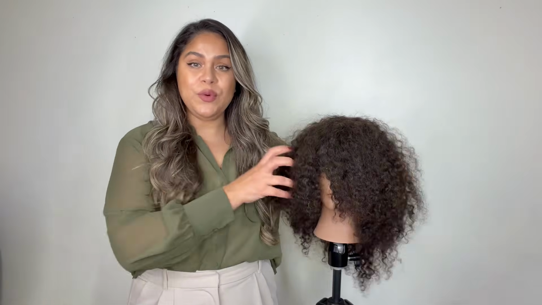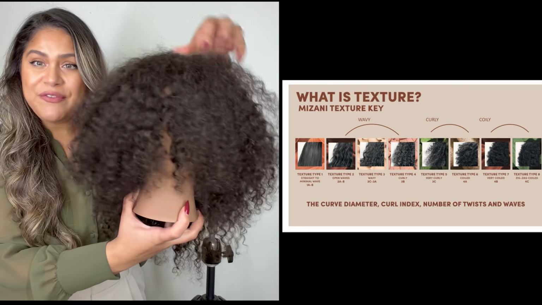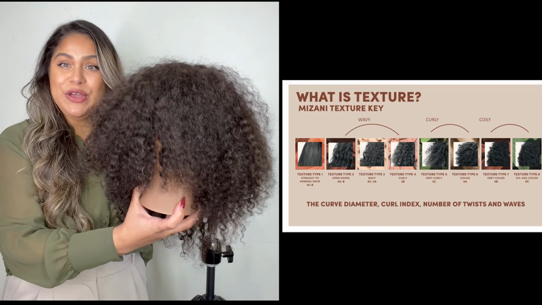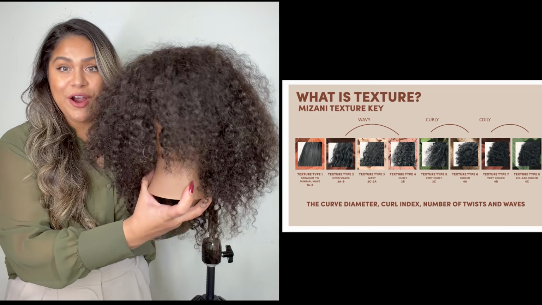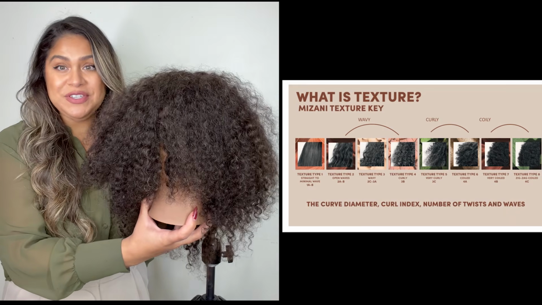So let's talk about the science of textured hair. When we speak to texture types, we're talking about curls, coils, and waves. So those are texture types 3 all the way up to 8. As you can see on the screen, our Mazzani texture key is going to show us that our Janet mannequin is a texture type 5 with a little bit of 6. So that's going to be curly, getting into the coily hair. Now this hair naturally grows into what we call an earmuff type of shape.